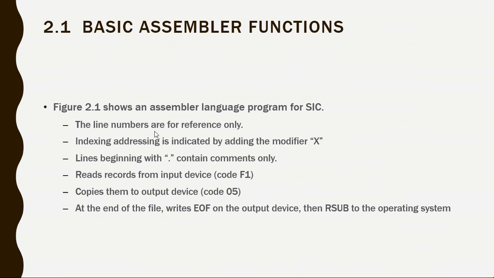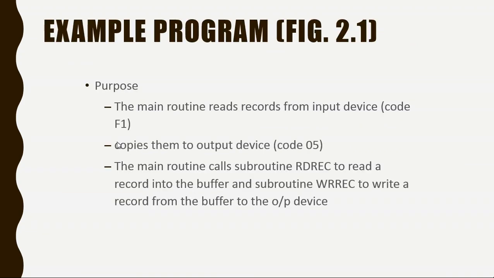So here the line numbers are just for reference. Indexing addressing is indicated by the modifier X, and lines beginning with a dot mean comments. The purpose of the program is that the main routine reads records from the input device, F1, and copies them to the output device, 05. So whenever the key F1 is pressed, the input is recorded, and it will generate the output, and that will be displayed on a display device.